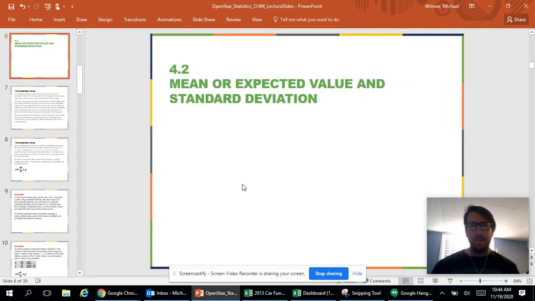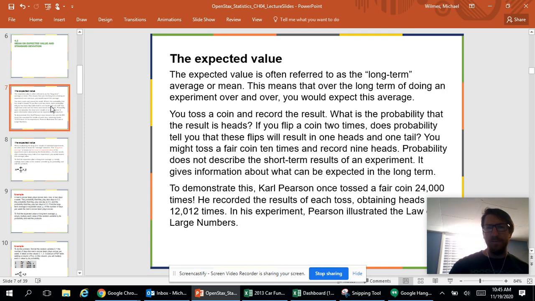Hey everybody, this video is on section 4.2, the mean or expected value, and a little bit on standard deviation. The expected value is a term that shows up in terms of probabilities and an outcome, and it's what's going to be referred to as the long-term average or mean. So it's what we expect to happen in the long run. Long run means what happens over a lot of trials.